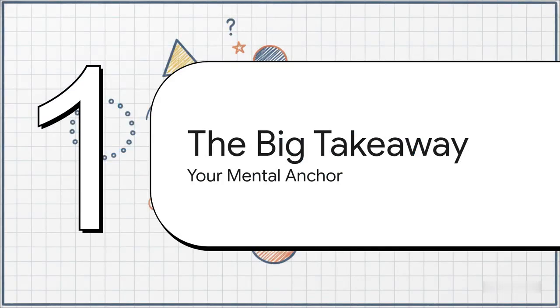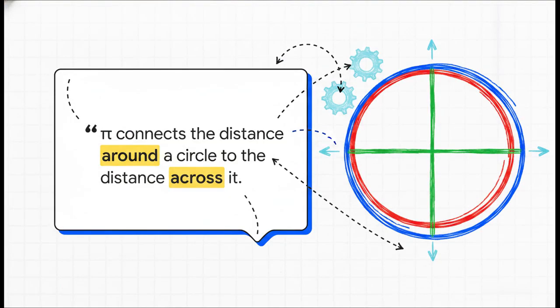Section 4. The big takeaway. Your mental anchor. As we wrap up this explainer, I want to hand you one core concept to really lock into your mind. Pi connects the distance around a circle to the distance across it. And this brilliantly illustrates why pi fundamentally must show up anytime we calculate the circumference or area of any circle. It's kind of like a permanent bridge between the outside edge and the width. If you just remember that specific relationship, I promise you'll never get lost on a geometry problem again.